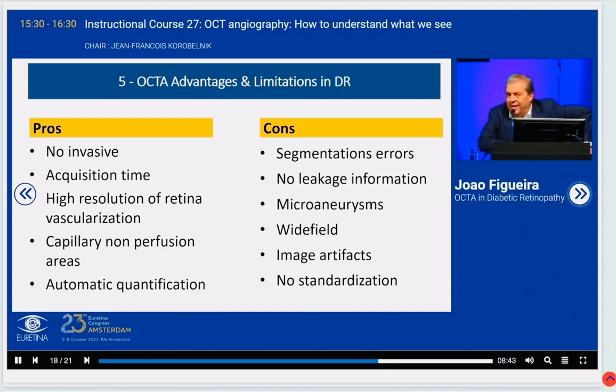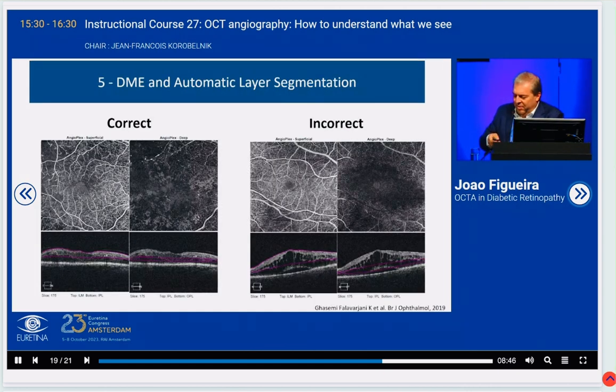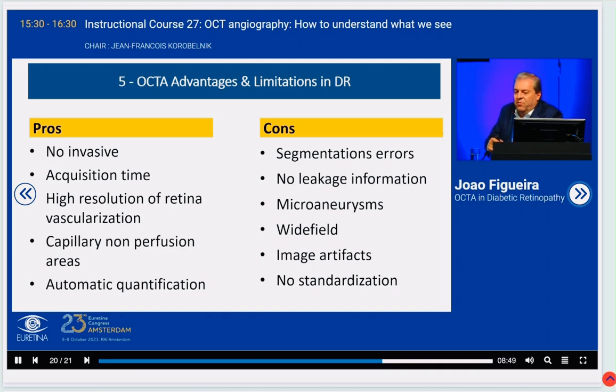This is the last slide, only to put in front of you to compare the pros and cons, the advantages and limitations, of using OCTA in diabetic retinopathy. I think it's all been discussed, and it's important to retain. I will pick the pros here: the resolution of retinal vascularization and the automatic quantification of the metrics in a non-invasive exam. And the cons: the limitation is the missing leakage information, the absence of leakage information that is obtained in the conventional angiogram.